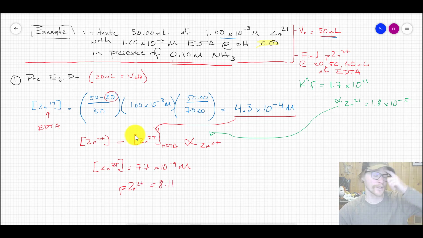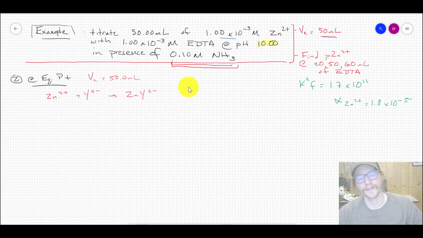So we could plot this point on the curve. I'm not going to, just because it's not super important to do that at the moment. But remember, the whole impetus in doing it this way, the reason why you've got all this high background level of ammonia in the system to start with, is because of the presence of oxides that typically form when you do these titrations. Okay, so the second point is at equivalence, and that's 50 mils.